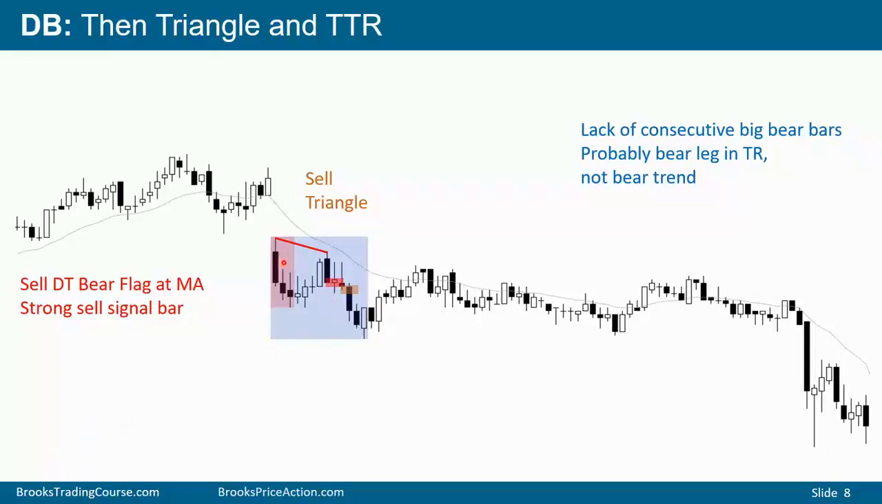There's a lack of conviction on the part of the bears. We have a series of bear bars, but getting smaller bodies, a bear bar here, then a bull doji, bear bar here and here, but then a bull reversal. This is probably going to be a bear leg in a trading range. It's still a possible high of the day, and it turned out it was the high of the day.